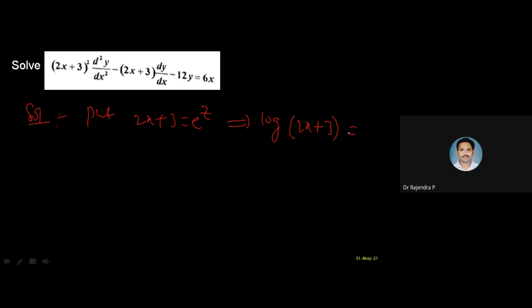Right. So as usual here, in place of ax plus b, what is there? Tell me. 2x plus 3. So first we have to write the given equation in the Legendre form. Therefore, put 2x plus 3 equal to e power z. This is your assumption. The same thing you can write as logarithm of 2x plus 3 equal to z. Do you understand now?